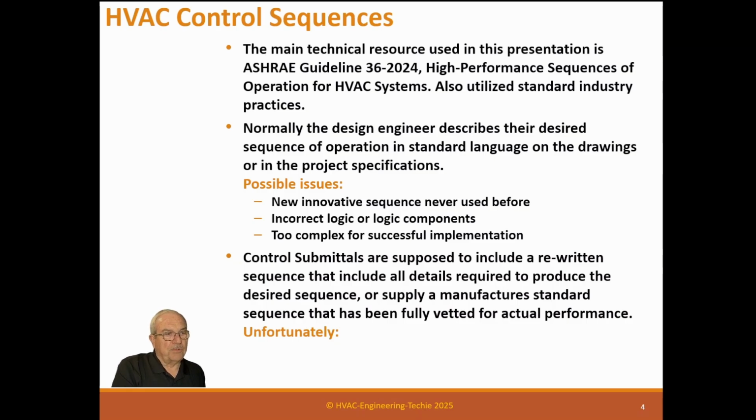So the way this is supposed to work is controls submittals are supposed to include a rewritten sequence that includes all the details required to produce the engineer's desired sequence, or supply a manufacturer's standard sequence that has been fully vetted for actual performance. Unfortunately, what most control contractors do is they cut and paste the engineer's plain English sequence into their submittal, and the reason is they're afraid the engineer will disapprove them if they don't do that.